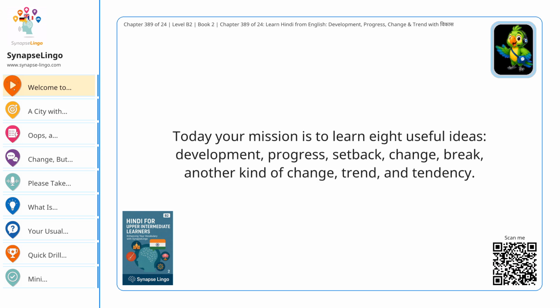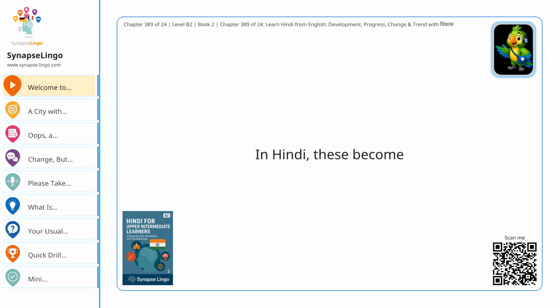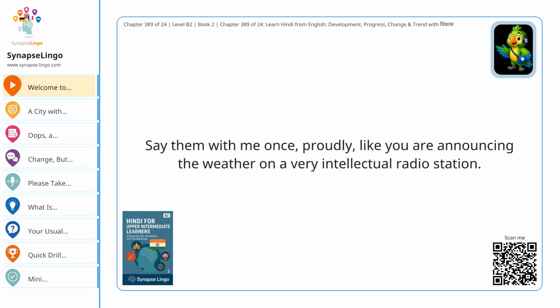Today your mission is to learn 8 useful ideas: development, progress, setback, change, break, another kind of change, trend, and tendency. In Hindi, these become विकास, प्रगति, पीछे हटना, परिवर्तन, विराम, बदलाव, रुझान, and प्रवृत्ति. Say them with me once, proudly, like you are announcing the weather on a very intellectual radio station.